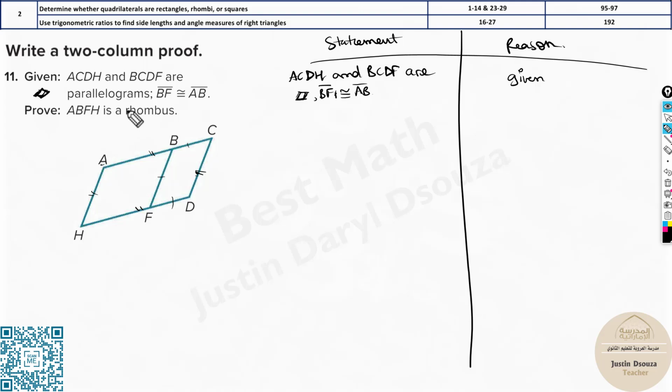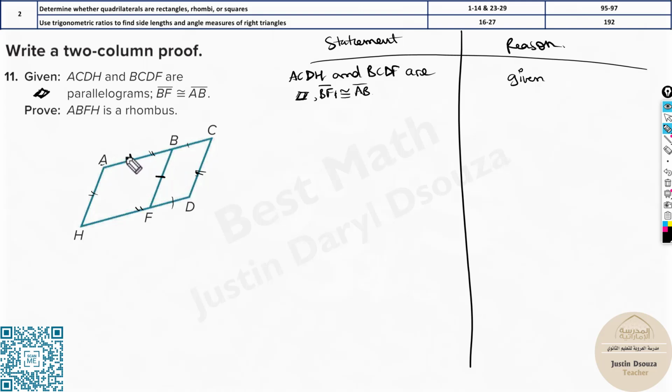So now what next? BF, this line, right? BF is this line. So this one is equal to AB, okay? And we have to prove ABFH is a rhombus. See, whenever they mention a rhombus, I can easily remember one statement.